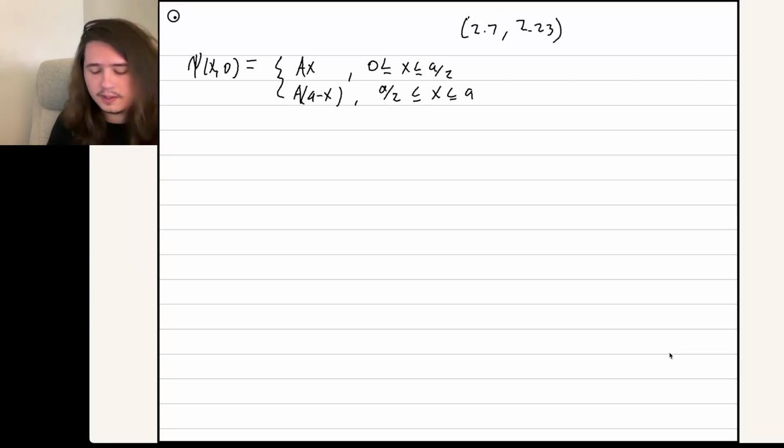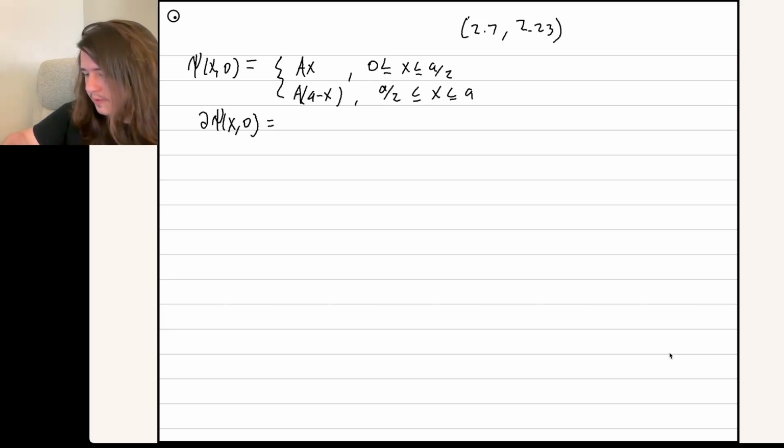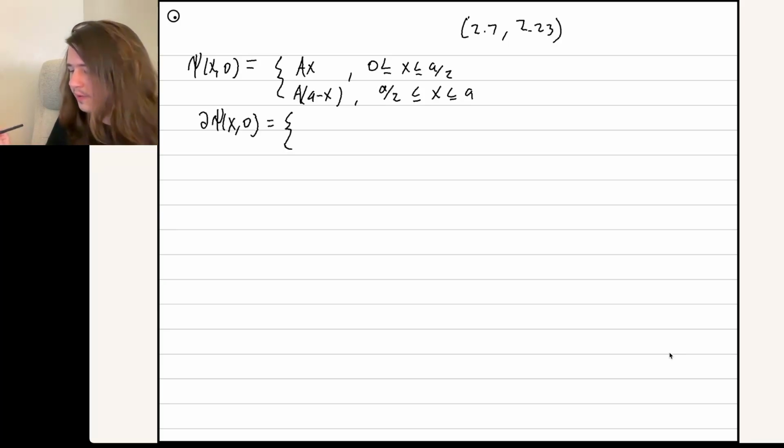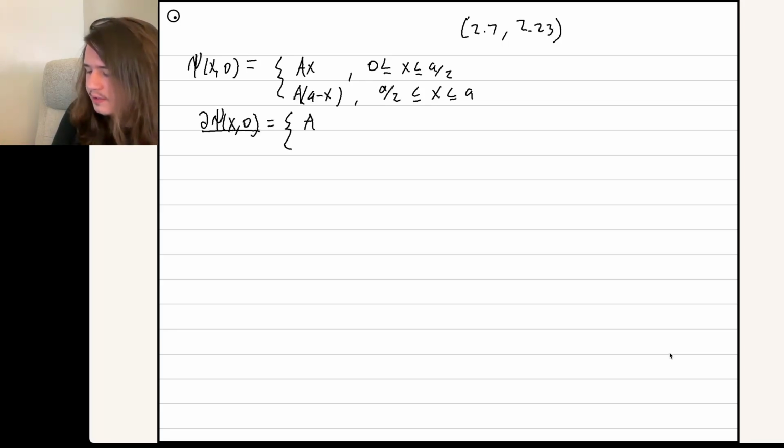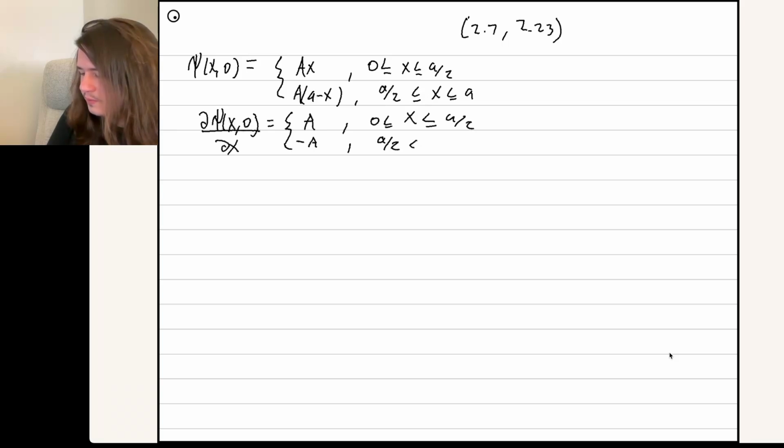because the results of those are really going to matter for this problem. So what I have here is the wave function for 2.7, and Griffiths is going to tell us to take the derivative of it first. So the derivative of this, just keeping it separate for now, take the derivative of ax, you just get a. I should actually write this here. That's from 0 to a over 2. If you take the derivative of this, you get minus a, and that's from a over 2 to a.